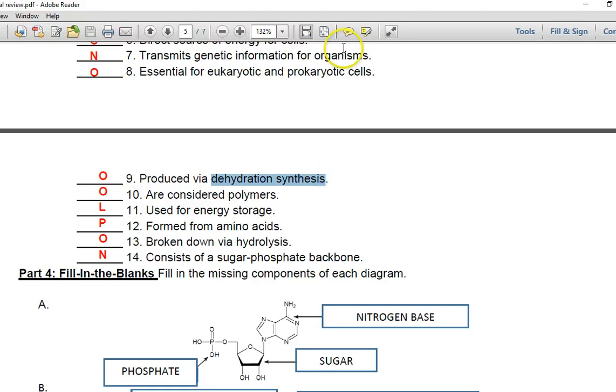So remember, dehydration synthesis is where we're pulling the water out to make, so that would be all organic molecules, are considered polymers. That's all organic molecules. 11 would be lipids used for energy storage. 12, formed from amino acids would be protein. Number 13, broken down via hydrolysis. Hydrolysis means to break apart, and all organic molecules are broken apart that way. And then number 14, sugar phosphate backbone would be the nucleic acids.